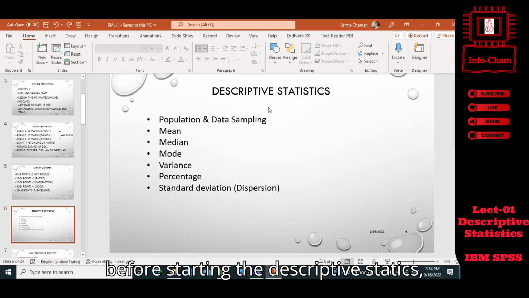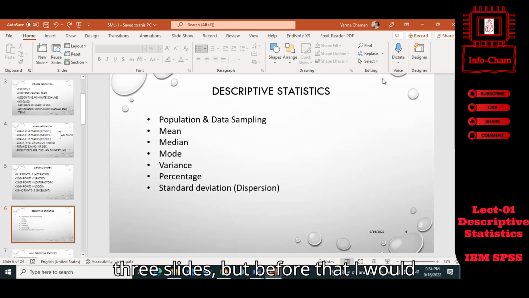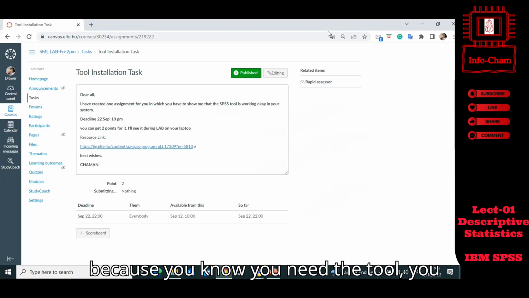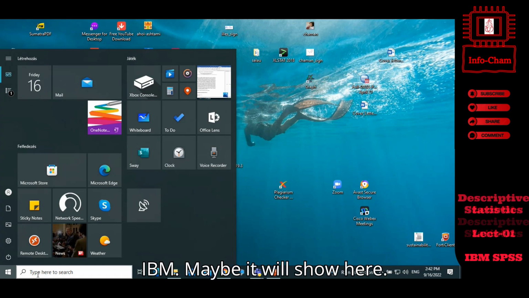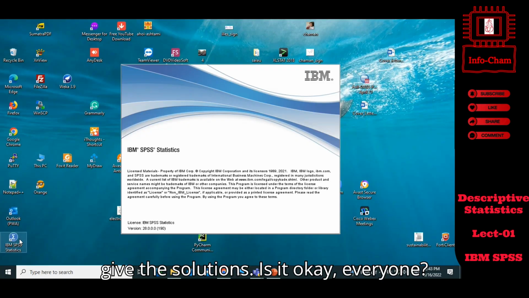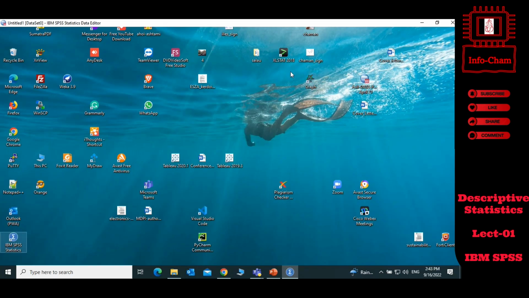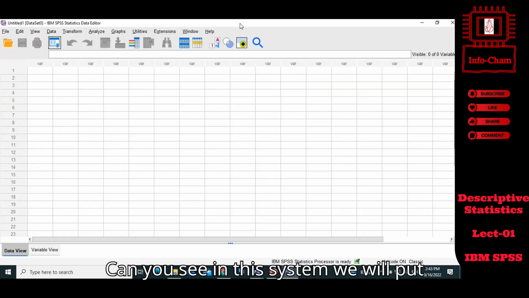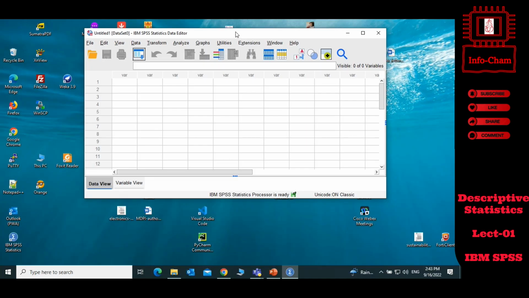Before starting descriptive statistics, because today I will not go into that, maybe I will speak a little bit on 2 or 3 slides. But before that, I would like to know about the program, because you need the tool. You need IBM here. Please type IBM, maybe it will show here. Is it okay, everyone? I think you can see IBM is ready on my system. In this system, we will put the data and see how we can analyze it with different techniques.